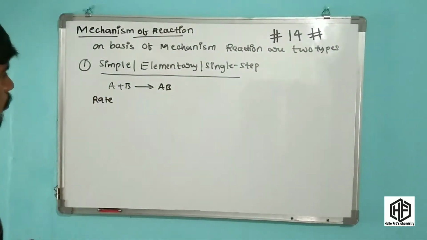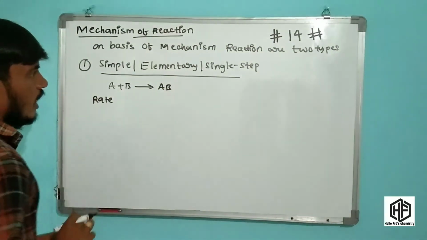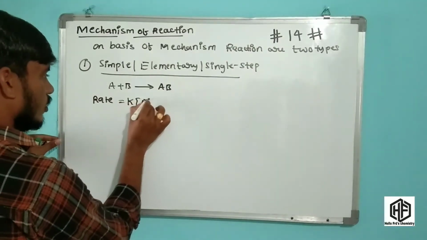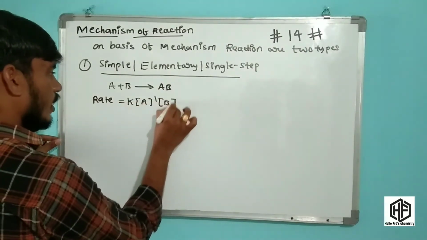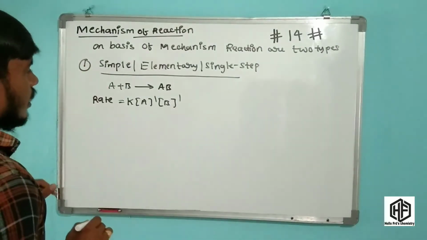These are the simple reactions. It means the reactant is converted to the product in a single step. This is called a simple step reaction. Now rate is equal to K into concentration of A power of 1 and concentration of B power of 1. This is the rate of this simple or elementary reaction.